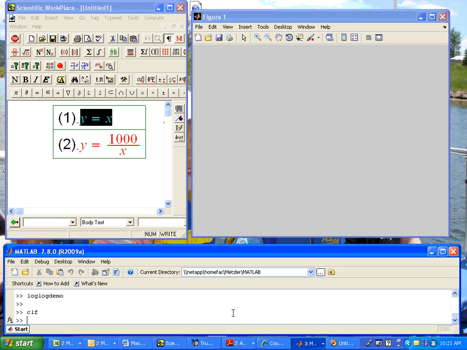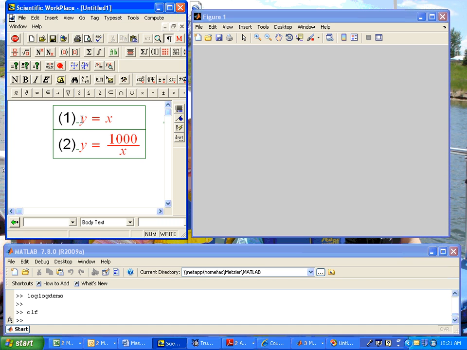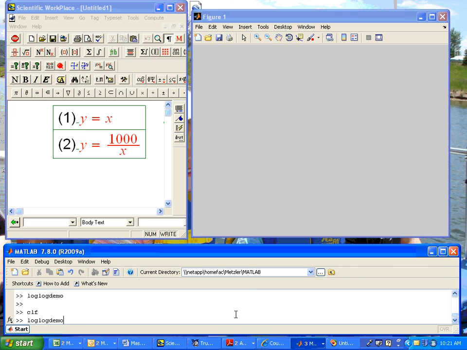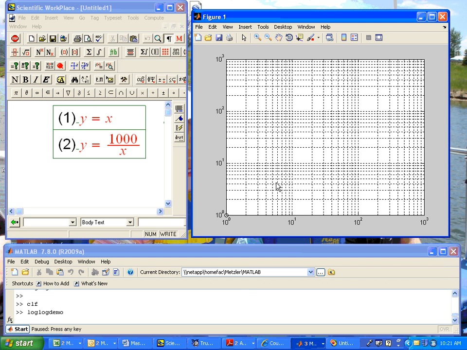Here's a real quick introduction to log-log graphing. Let's graph y equals x on the log-log graph paper that I provided you. And I'm going to simulate that on the computer here. So here's the log-log graph paper.